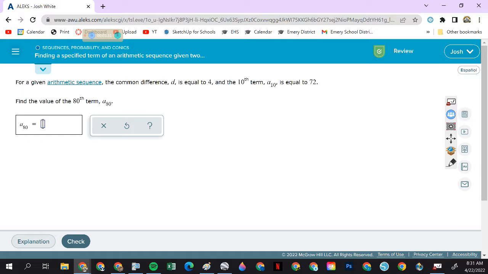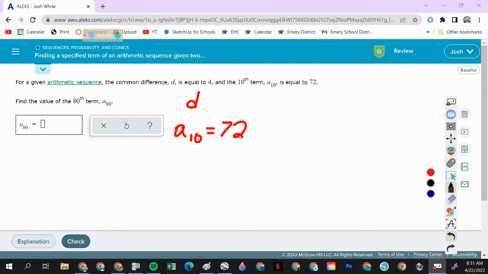All right, this is a little bit tricky. So, a sub 10 is 72. D is 4. What is a sub 80? How many D's happen between 10 and 80? 70. So we need to multiply 70 times 4. And then what do we do with that number? We need to add it to 72.